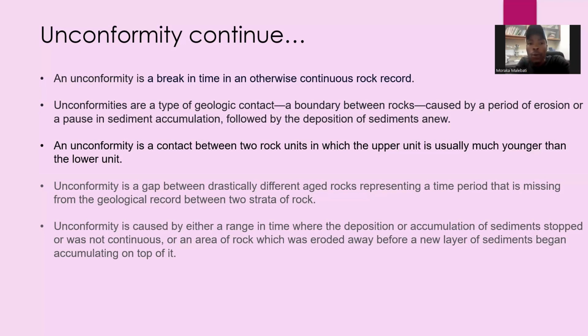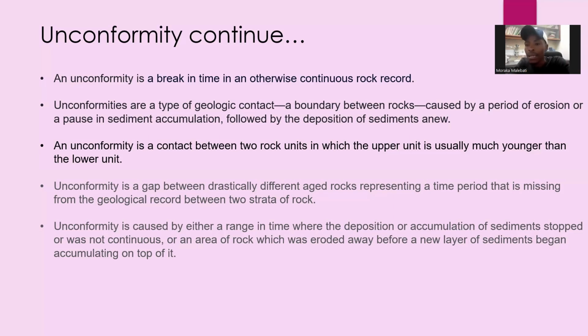All right, so unconformities are a type of geologic contact, a boundary between two rocks caused by a period of erosion or a pause in sediment accumulation, followed by the deposition of sediments anew. It means you have layers which were eroded, and then new sediments get deposited on top of the eroded older sedimentary layers.